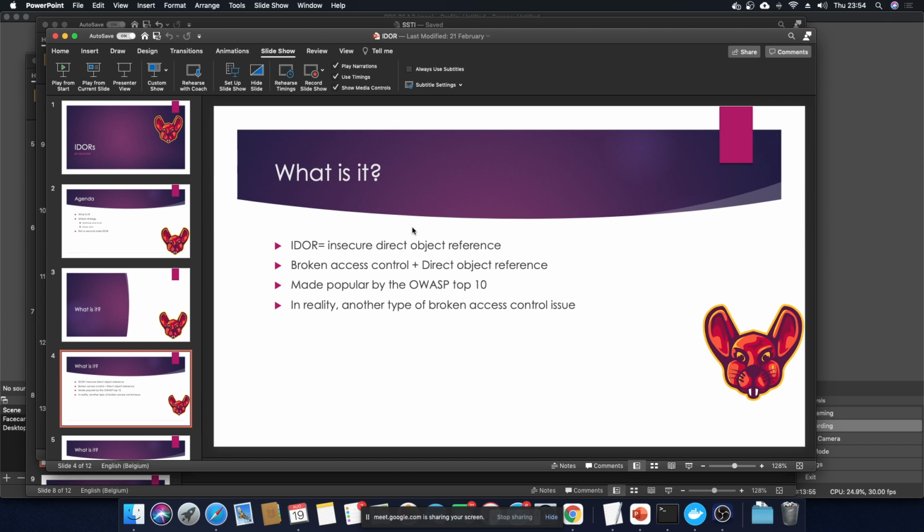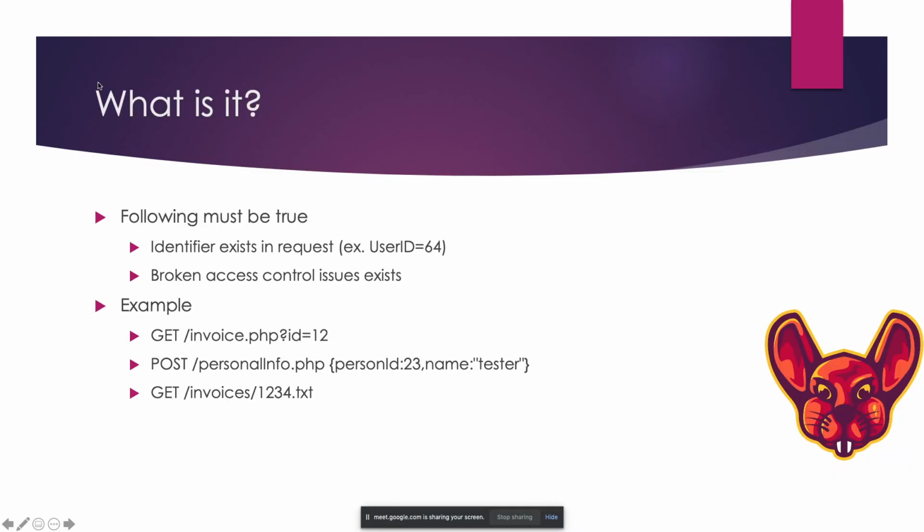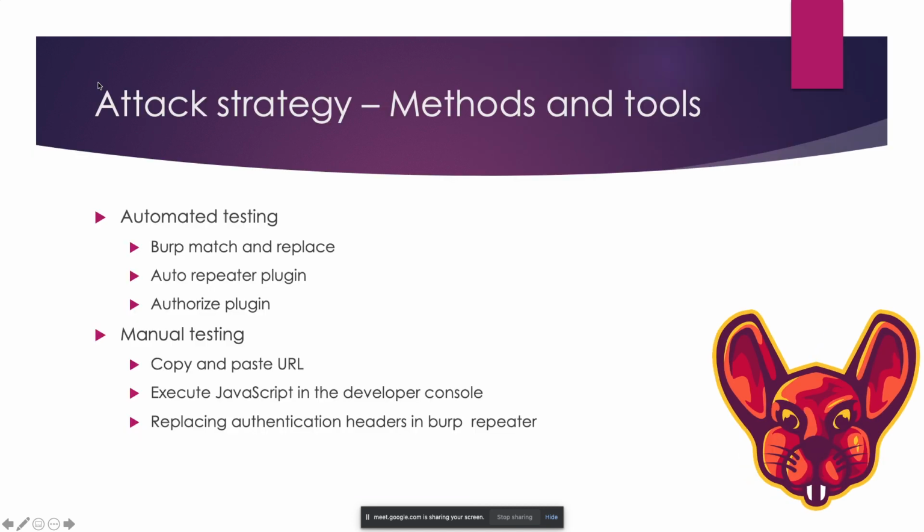Your horizontal privilege escalation can be two employees from the same company. One is seeing their paycheck and he decides to change the number, and then he's seeing the other person's paycheck. That's also possible. So that's it for what IDORs are. I'm not going to go too deep into this. You all know what it is.